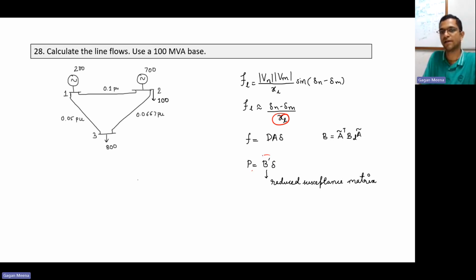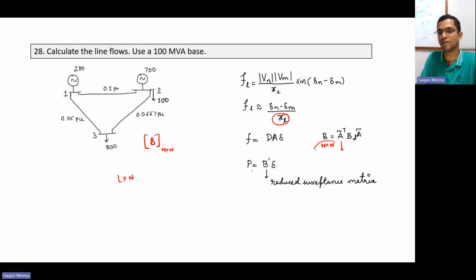And then power is B dash into delta. This B dash is the reduced susceptance matrix. Here we write B as A into B into A. Now what is the dimension of B matrix? It is n cross n. And A matrix is L cross n, and we need the transpose.